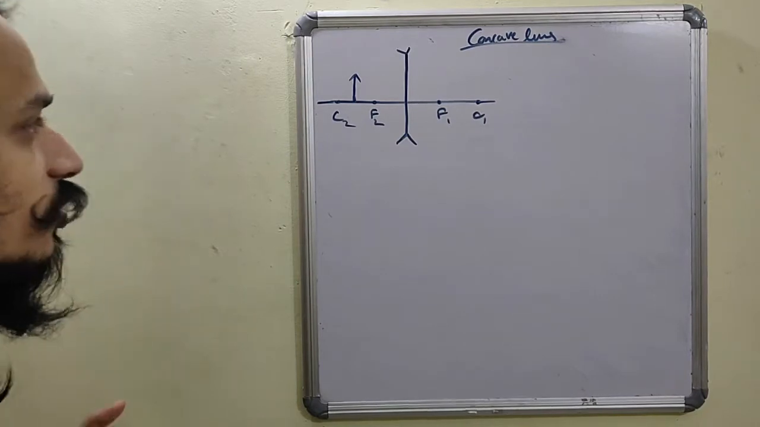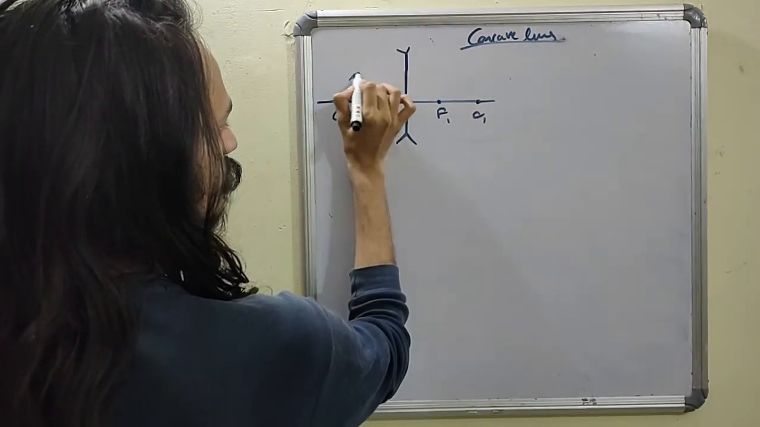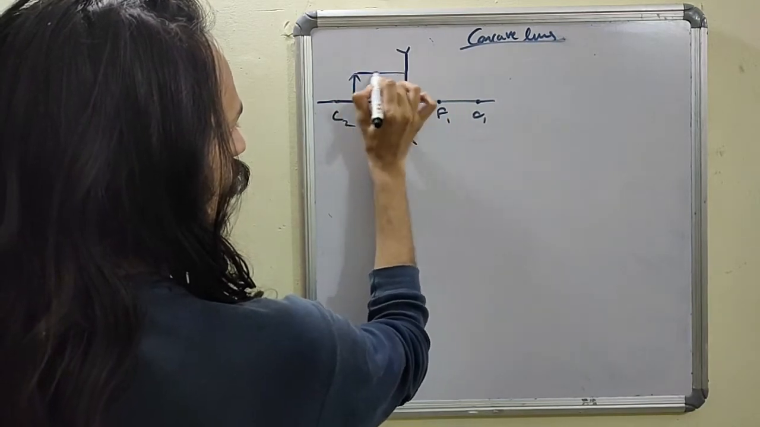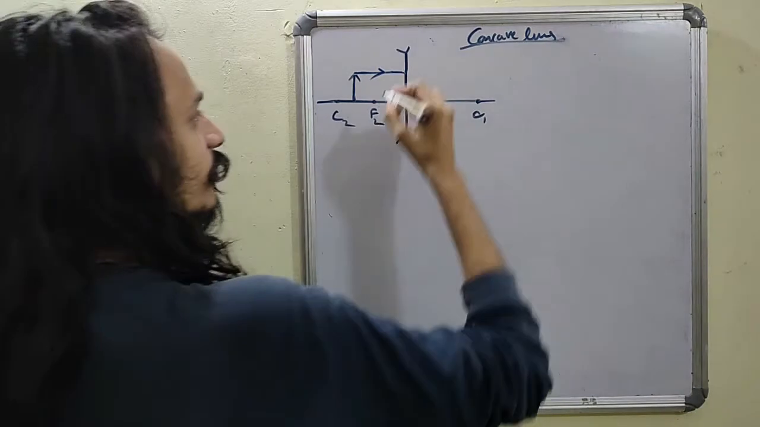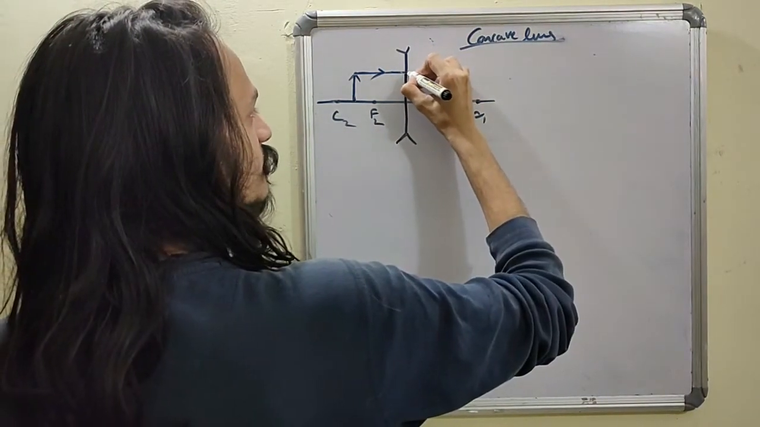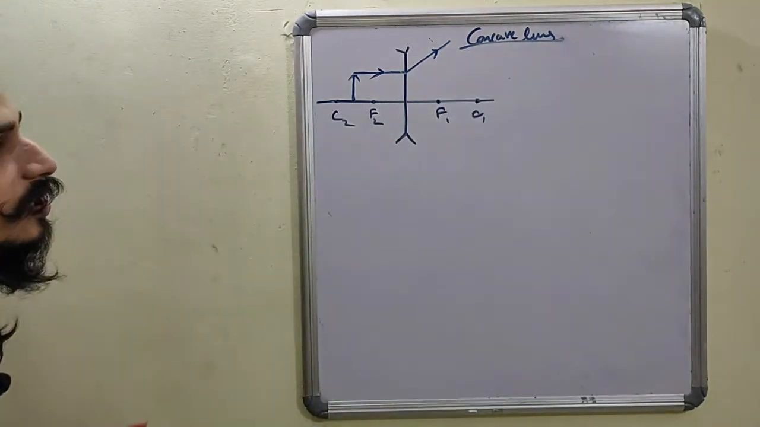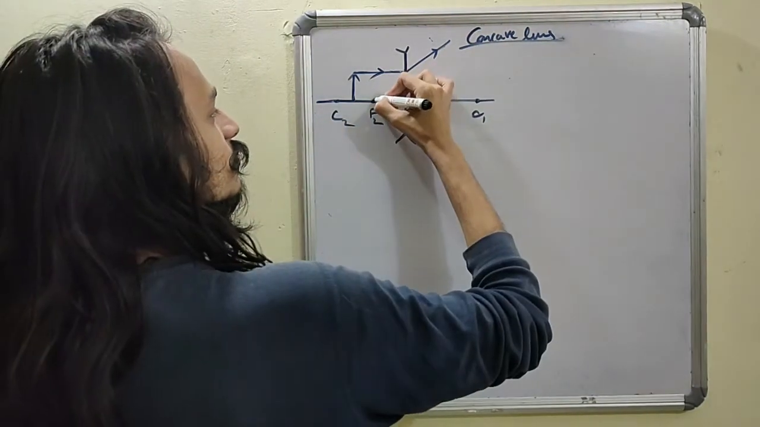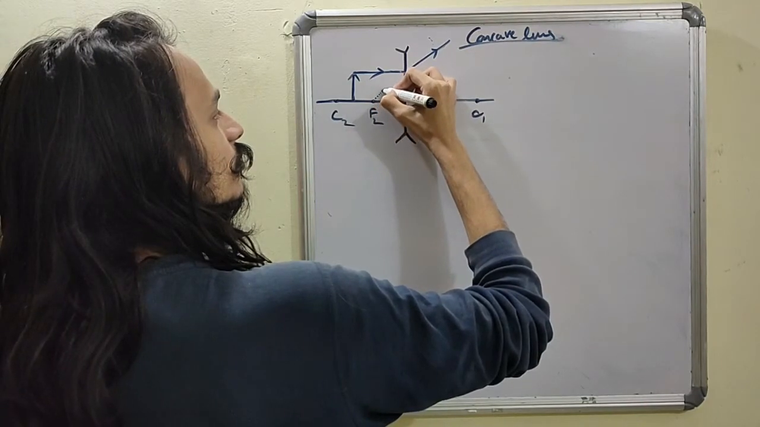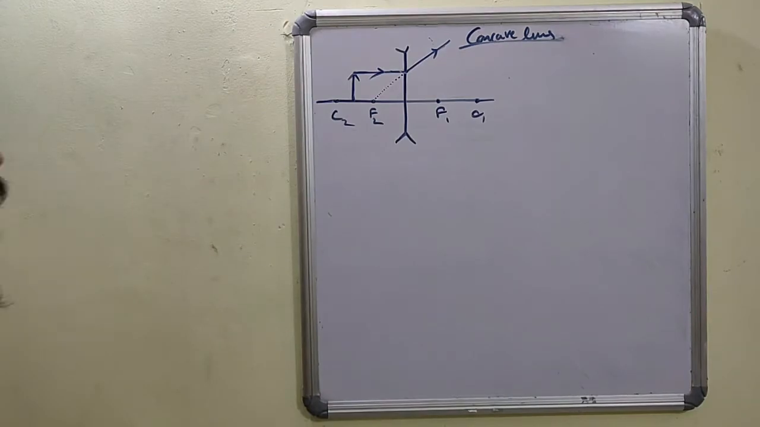Now, what rules can I use for this? The first rule I'll use is parallel. For a concave lens, when a ray goes parallel, it will diverge. This much we know. It diverges in a way that it appears to go through F. Like that.